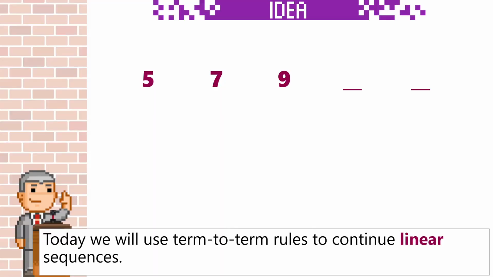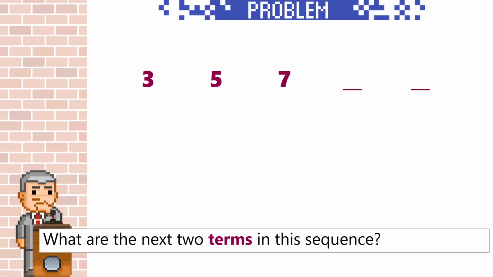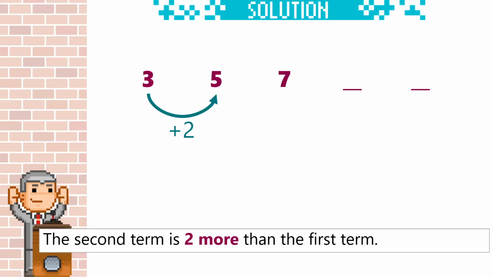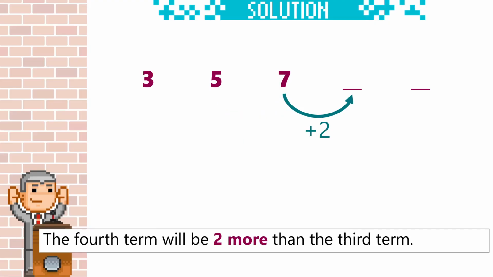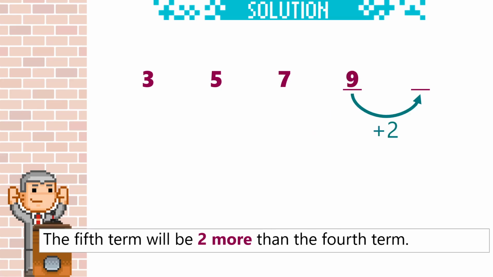We're going to be looking at using term-to-term rules to continue linear sequences. Let's have a look at this question. The second term is 2 more than the first term. 3 plus 2 is 5. Then that 5 plus 2 is 7. Add 2 again to find the next term. 7 plus 2 is 9. Add 2 again to find the next term. 9 plus 2 is 11.